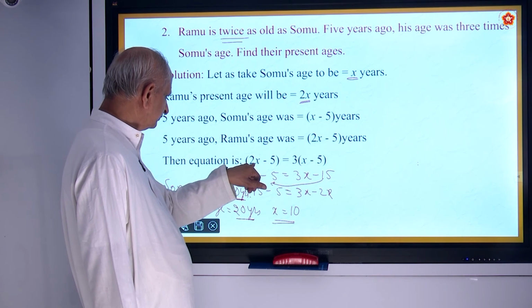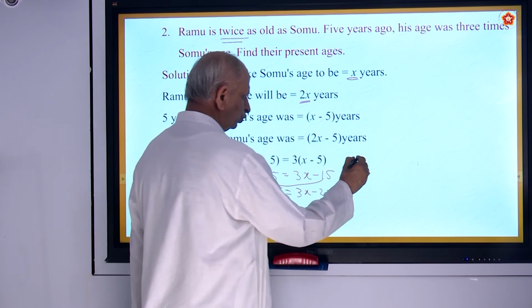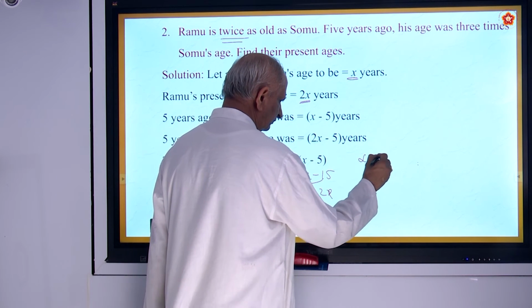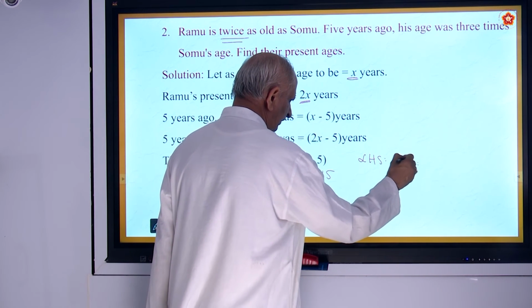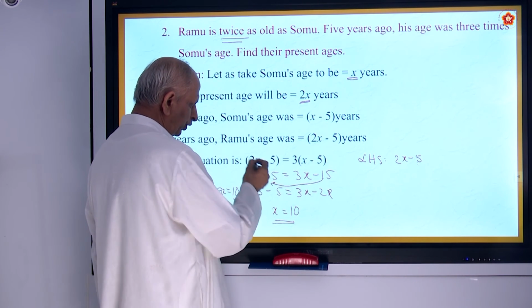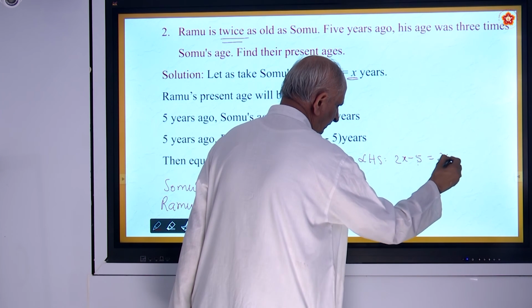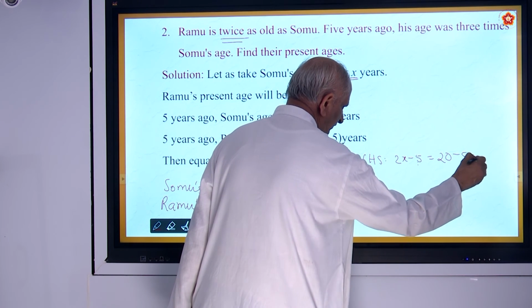And how to verify? The equation becomes, suppose you apply it here. See, 2 into, so left hand side, 2x minus 5. How much? 2 into 20, 2 into 10, 20 minus 5, that is 15, correct?